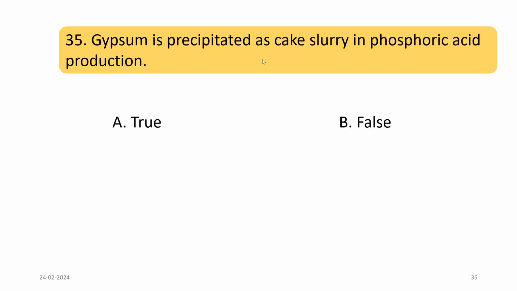Okay. Next is, gypsum is precipitated as cake slurry in phosphoric acid production. True, ma'am. Yes. So when the reaction happens, phosphoric acid is discharged, and in the bottom, gypsum is precipitated as a cake-like thing. So this is called cake filtration.